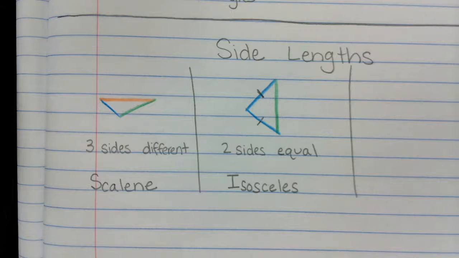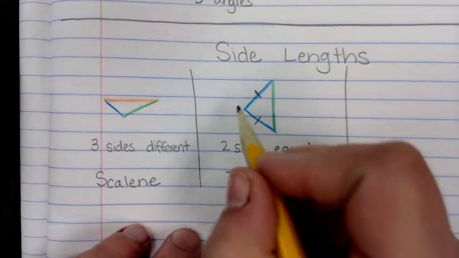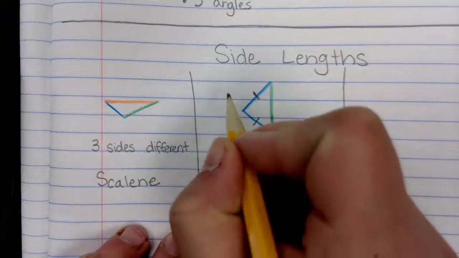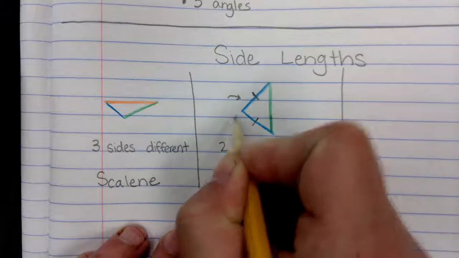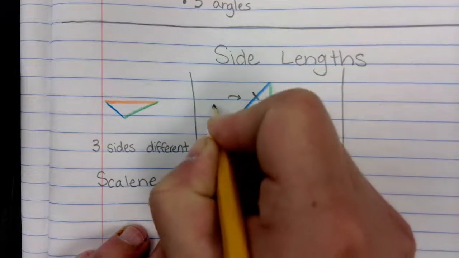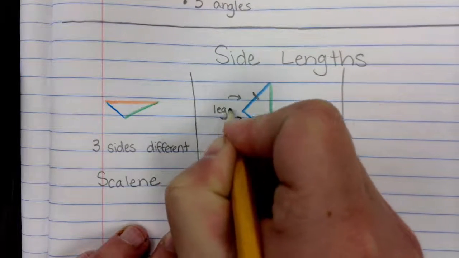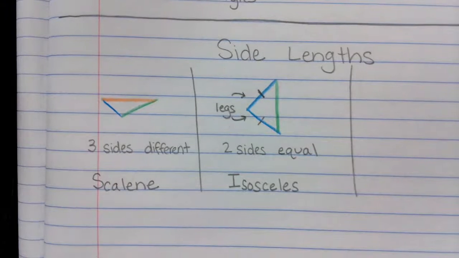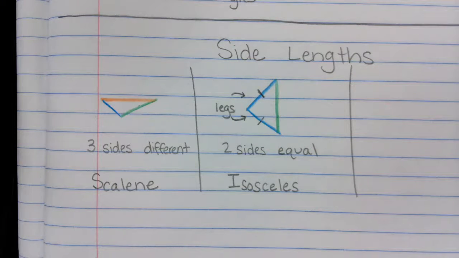All right. On an isosceles triangle, the two sides that are the same are called legs. The two sides that are the same are called the legs. And the other side that's different is called the base.